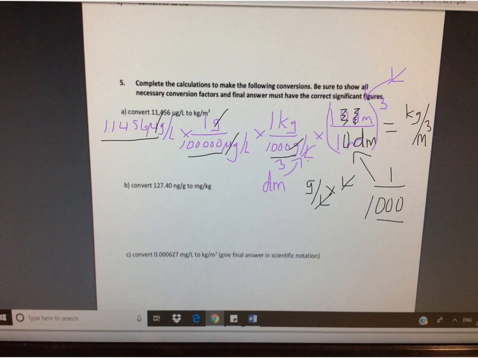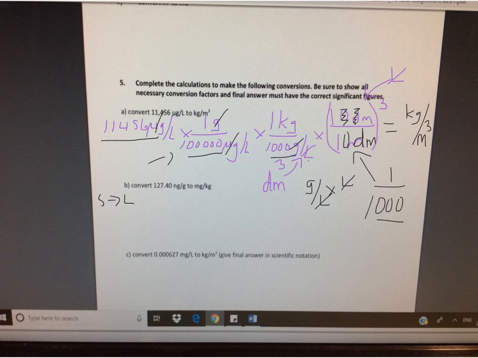So each one of these is similar. Again, in B, you're going from smaller to larger, and so all of your measurements will be similar to this, where it's 1 over the conversion factor. And in the next one down, the same thing. We're going from milligrams to kilograms.